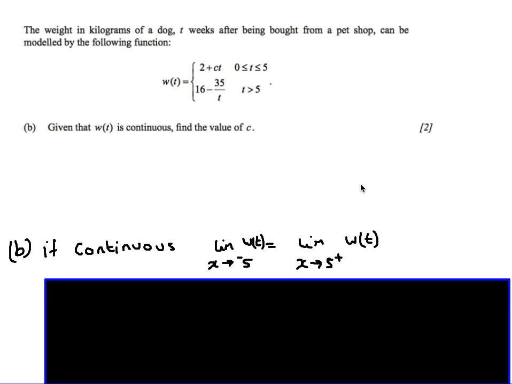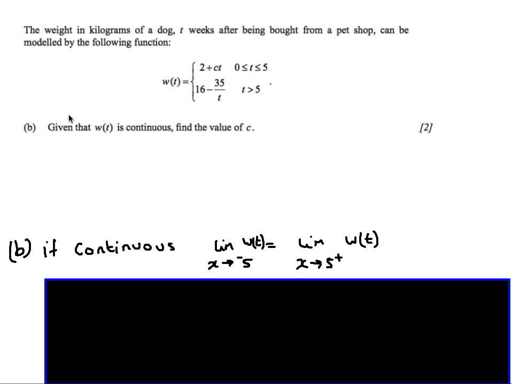Okay, so I'm going to go through a few examples from the calculus option. We're going to look at continuous functions, L'Hopital's rule, and then the mean value theorem as well. Okay, so the first question we've got the weight in kilograms of a dog, and we're given a piecewise function with two parts between 0 and 5, and then for t greater than 5.